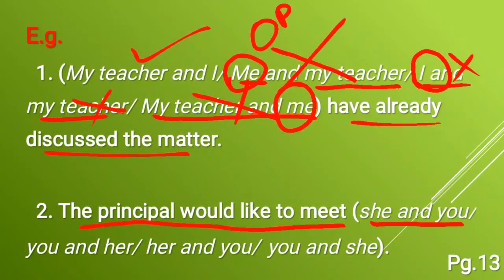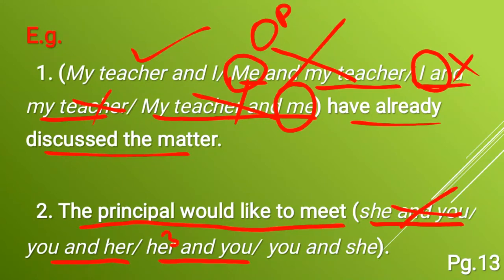Yes, subject. So you cannot write it at the end of the sentence, isn't it? So this is wrong. Obviously this is wrong. Isn't it, children? Yes. Come to the next one. You and her. It seems correct, isn't it? So let's see two more options, then we finalize. Okay. Her and you.